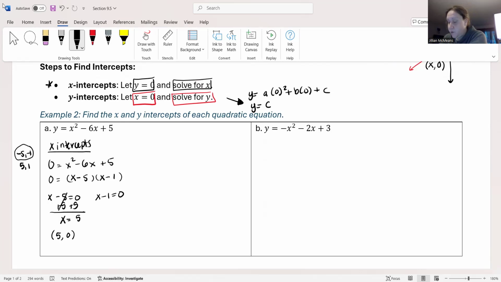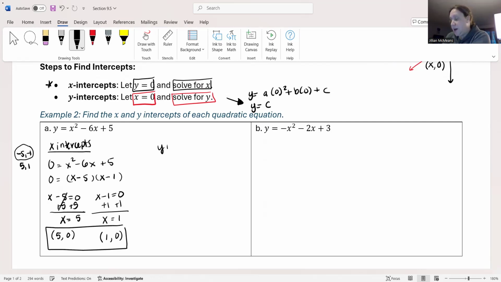Okay? Now, for the second point, we have x minus 1 equals 0, so I want to add 1 to both sides. Well, -1 plus 1 is 0. X plus 0 is just x. And then 0 plus 1 is 1. So the ordered pair for this x-intercept is going to be x-coordinate of 1, y-coordinate of 0. Okay, so right here we have our x-intercepts.